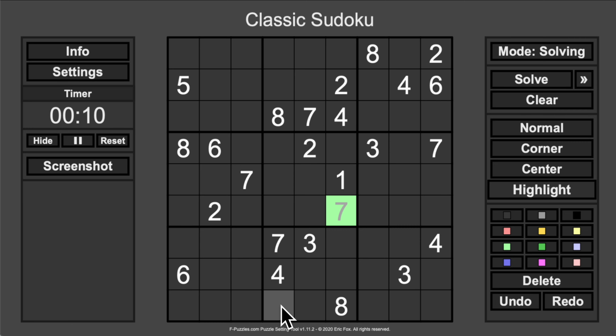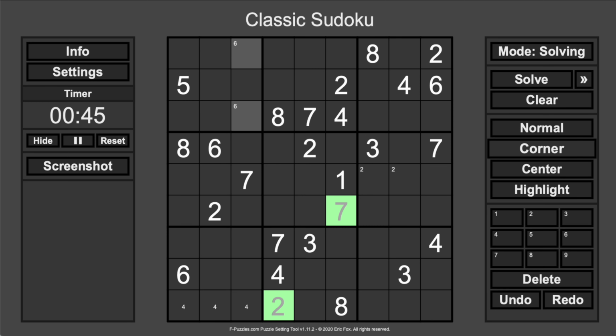Now, this 2 and this 2 will make that 2 even easier. Now, this 2 and this 2 will force it to either be one of these, but it can't be there, so. This 4 and this 4 will force a 4 somewhere down here. This 6, and that 6, and that 6 will force a 6 in one of these two.